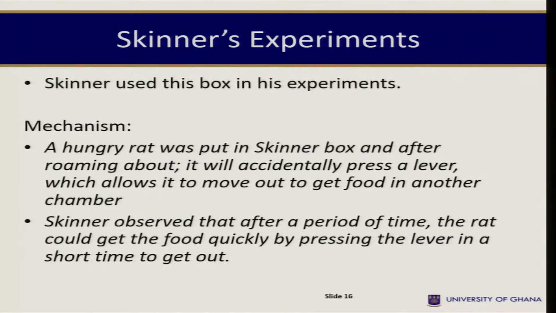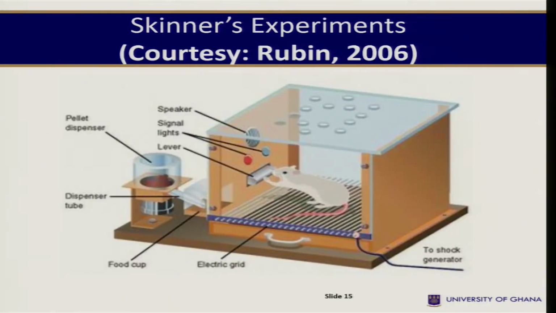So a hungry rat was put in the Skinner's box, and after roaming about, it will accidentally press a lever which allows it to move out to get food in another chamber. Skinner observed that after a period of time, the rat could get the food quickly by pressing the lever in a short time to get out. So when you look again at the box, you see the various parts are labeled, where the rat is pressing the particular lever so that food pellets drop, then it moves out to get that.